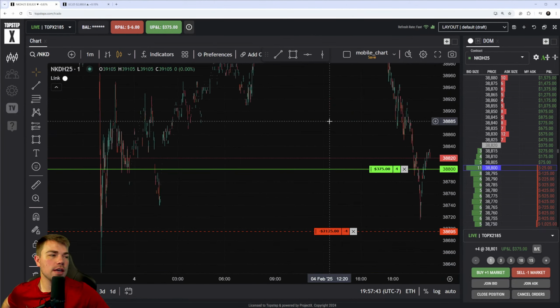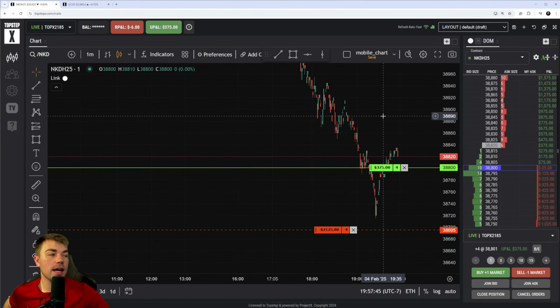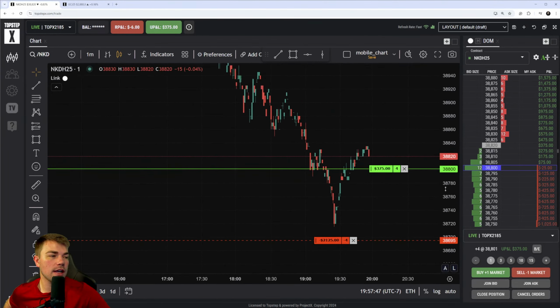Awesome. Another trade going into tonight. I'm going to get out of this before I go to bed. Remember, I'm not going to let this run overnight. I plan on closing this before I go to bed.